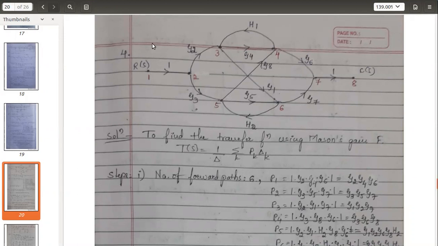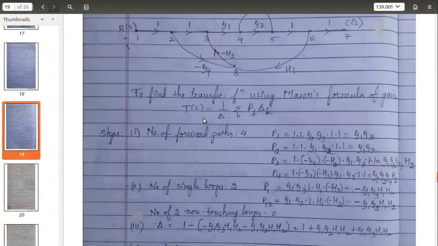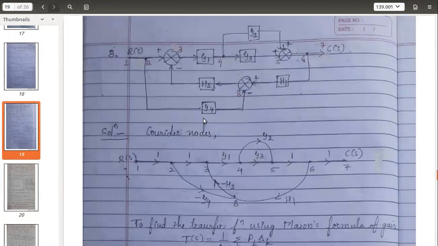In today's session, we will be continuing the problems on Mason's gain formula, finding the transfer function using Mason's gain formula. I think the third problem was given as work to you. Some few students have sent me the solution they have solved. So let me just quickly give you the brief of the solution.